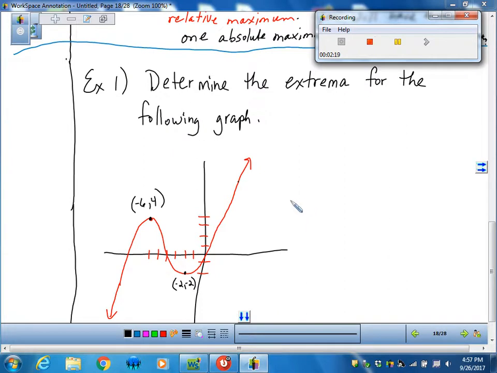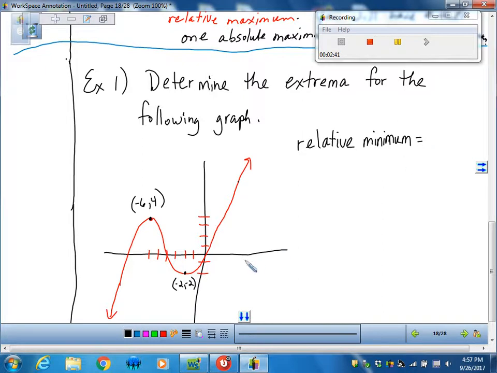Okay, example number 1. We want to determine the extrema for the following graph. So the first thing I'm going to do is look for my relative minimum. Relative minimum is going to be the lowest point that I can find in a particular region. So right here in this little area I see this low point, and it's located at -2, -2. So that's going to be a relative minimum.